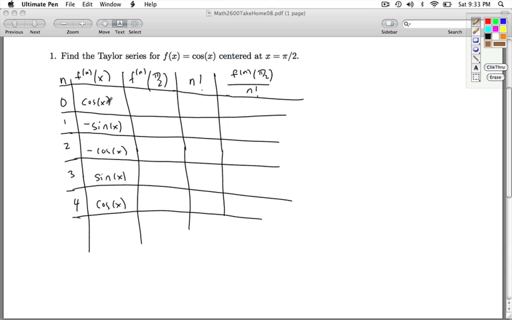We'll substitute in pi over 2. The cosine of pi over 2 is 0. Sine of pi over 2 is 1. Cosine is 0. Sine is 1. Cosine is 0. 0 factorial is 1. 1 factorial is 1. 2 factorial is 2. 3 factorial is 6. 4 factorial is 24. And I get 0, negative 1, 0, 1/6, 0.